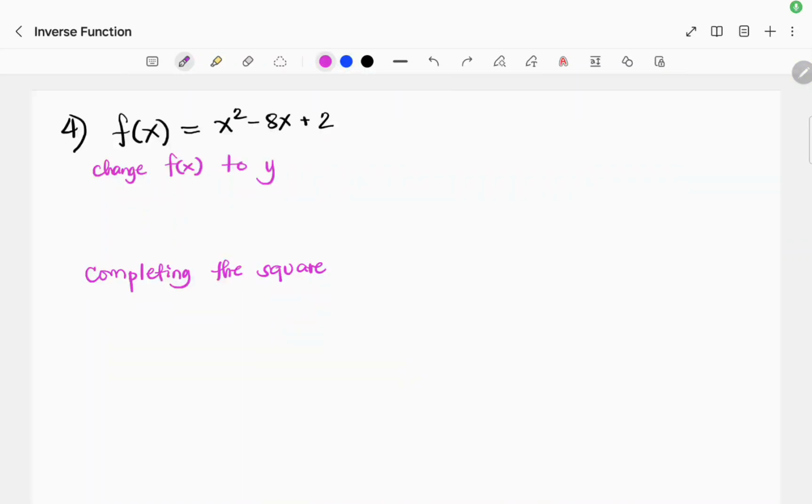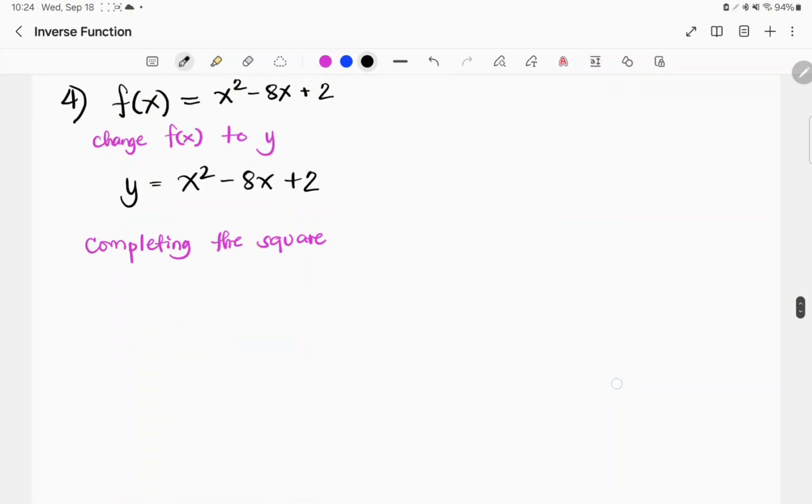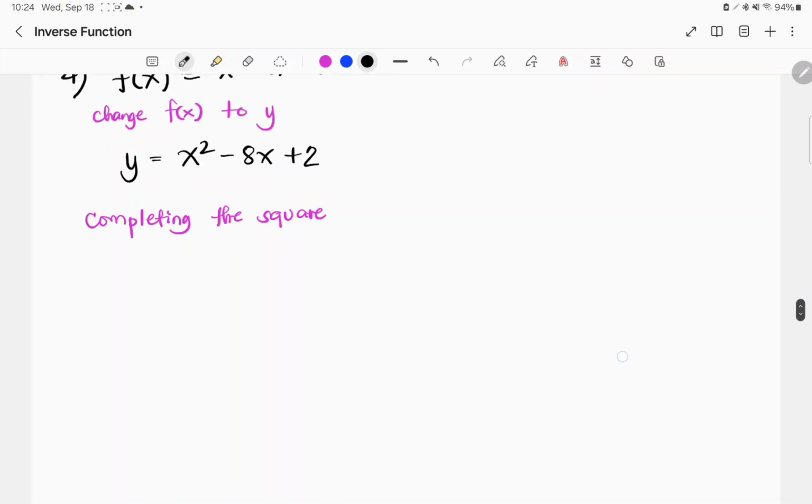Our next example, we have f of x is equal to x squared minus 8x plus 2, which is also a quadratic function. So the first step is to change f of x to y. It will become y equal to x squared minus 8x plus 2. And the next step is to complete the square of the right side of the equation.